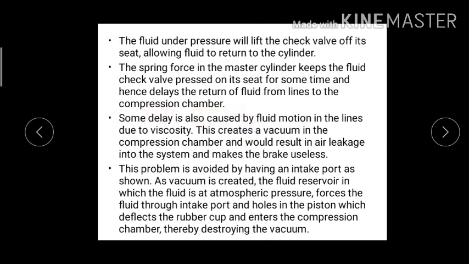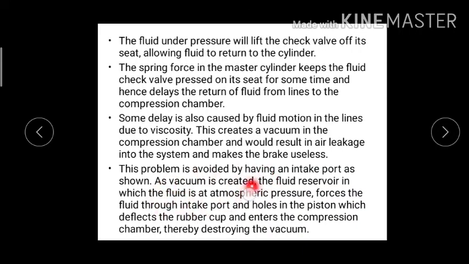As the pressure inside the master cylinder is more, the check valve is still pushed on the other side of the master cylinder. It is not allowing the liquid to come from the wheel cylinder into the master cylinder again, so there is a delay in the entering of the liquid. And there is one more reason, that is fluid motion in the brake lines due to viscosity. Viscosity will reduce the velocity of the liquid, and that will create a vacuum inside the compression chamber, and it will make the brake useless.